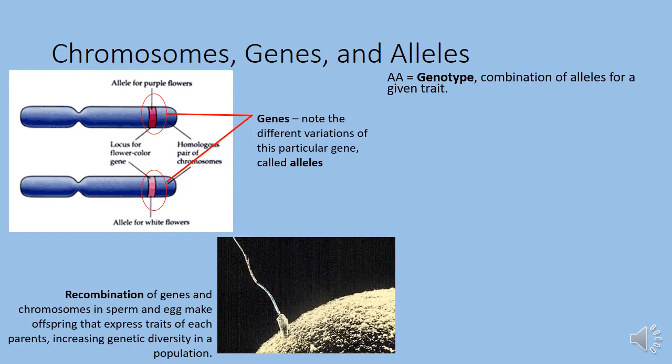So since we have two copies of every gene, we could have two different alleles. The one I got from mom might say have red hair. The one I got from dad might say have black hair. And so I'm going to have different traits, right? And so this is what we call our genotype. The combination of alleles for a given trait is genotype. In this case, AA for flower color or whatever.